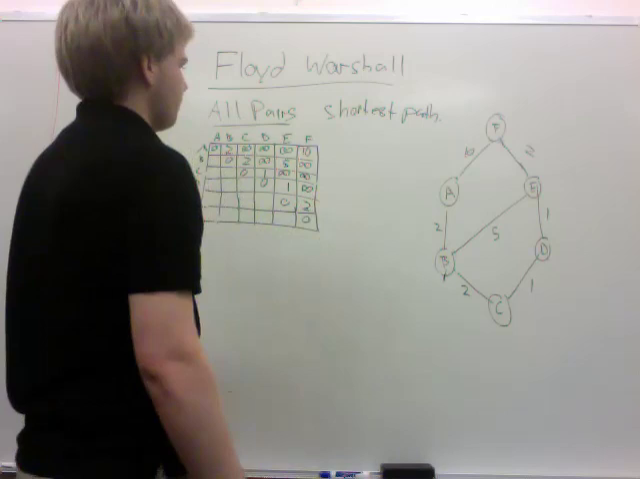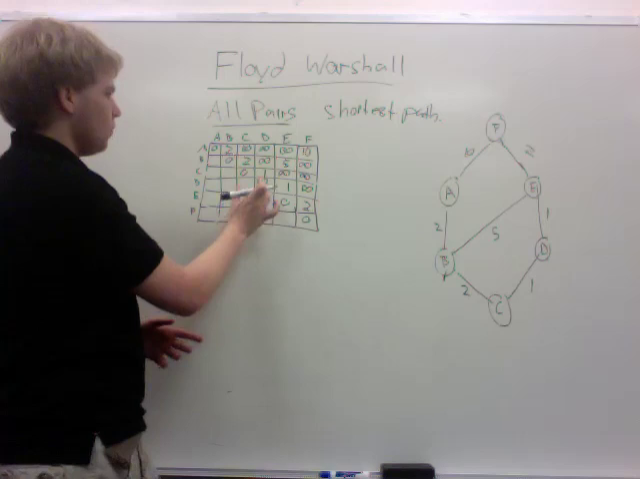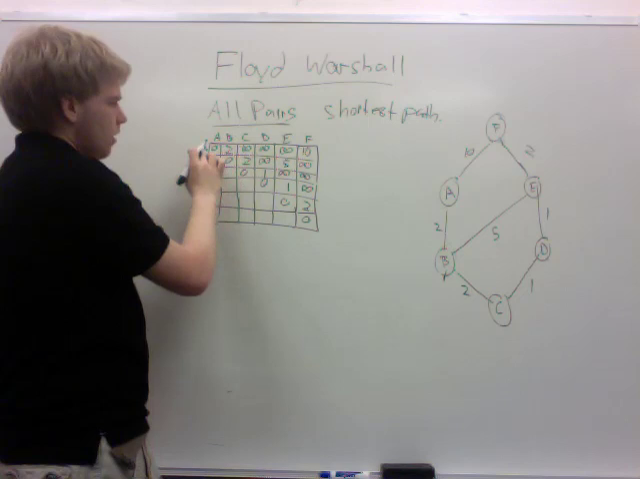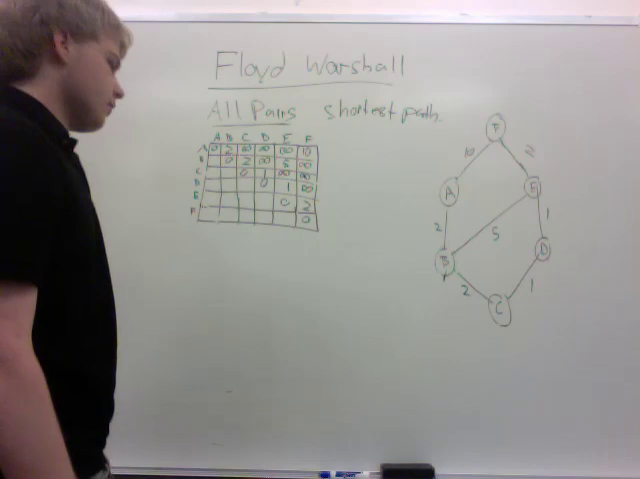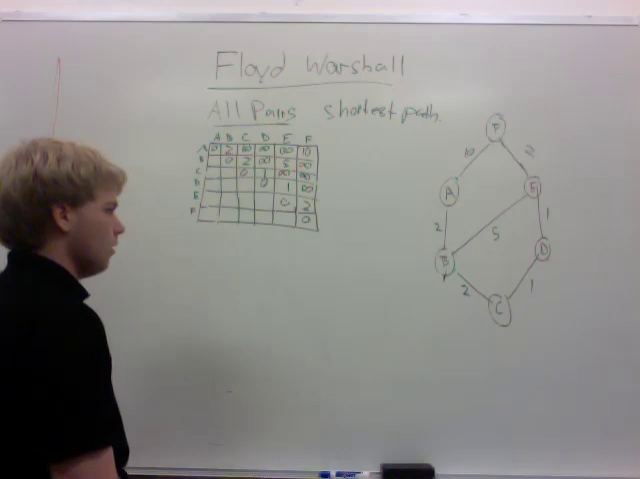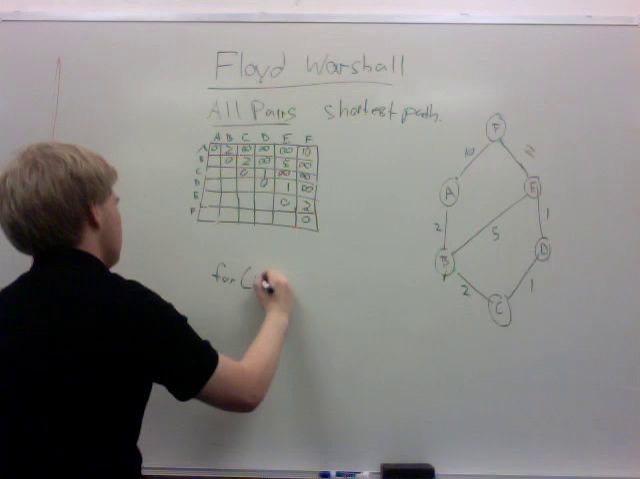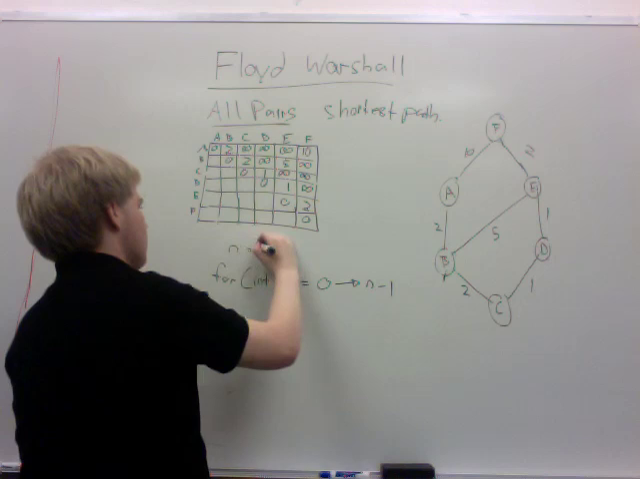Okay, so this is what our adjacency matrix looks like. So we're going to update this with all of the paths. So when we're done, A to B is going to be the weight of the shortest path from A to B. B to E is going to be the weight of the shortest path from B to E. B to F will be the weight of the shortest path from B to F. So the way we're going to do this is really easy. It's three loops. So for int k equals 0 to n minus 1, where n equals the number of vertices.